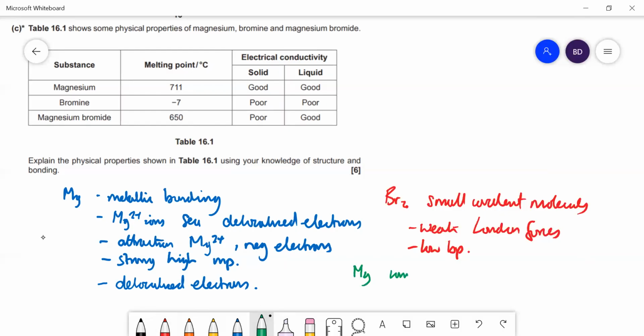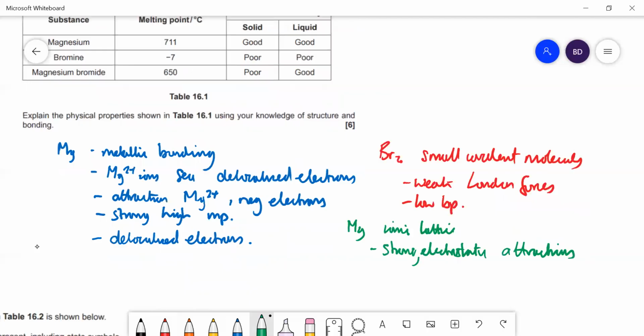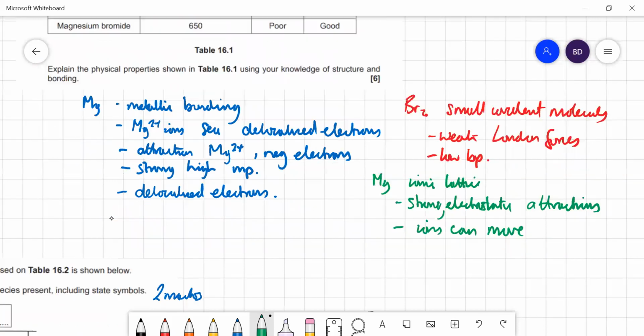Well, it's an ionic lattice, isn't it? I'd say strong electrostatic attractions between the Mg2+ ions and the Br minus ions, and it will conduct electricity, not when it's solid, but when it is molten, because the ions can move when it's molten, and there's a flow of charge. That's what electric current is, a flow of charge. So that's what will conduct electricity. Okay.